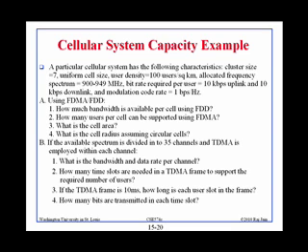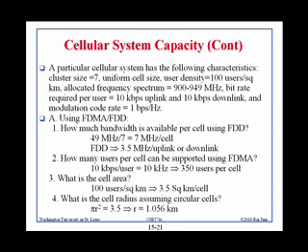So the question is, how much is the bandwidth available per cell? How many users can be supported? What is the area? And what is the cell radius, assuming circular cells? Okay, so these are the questions. The second question is, if the available spectrum is divided into 35 channels, then answer all this. So let's just do the answer.